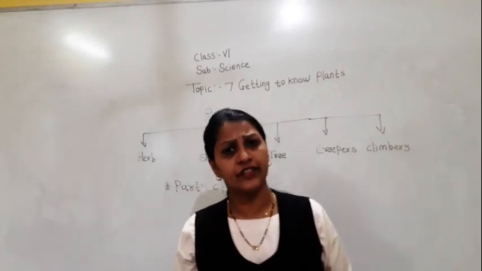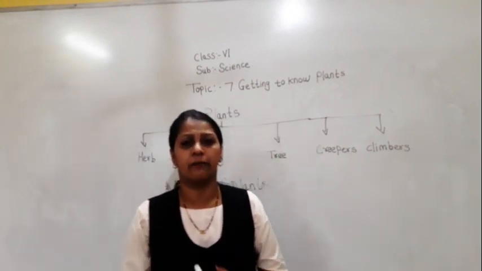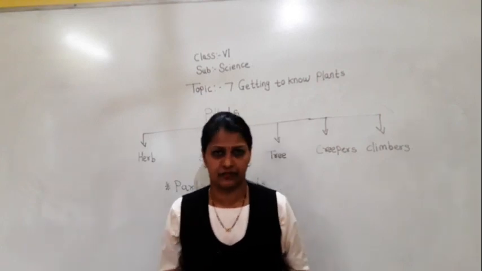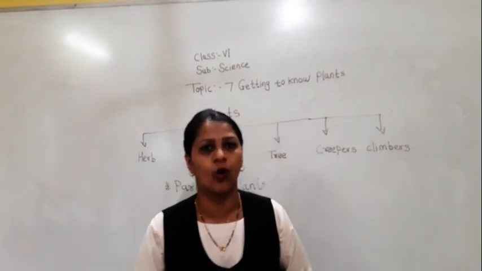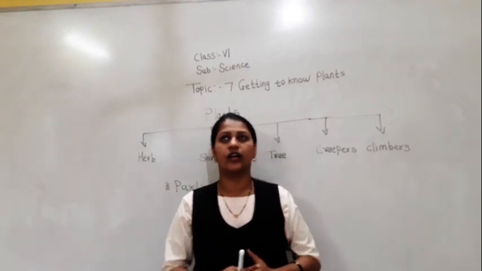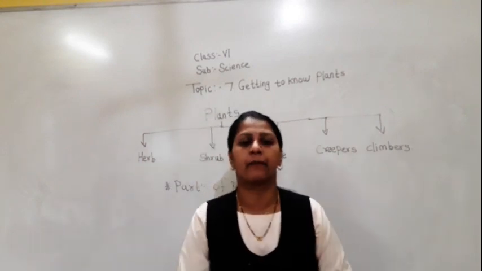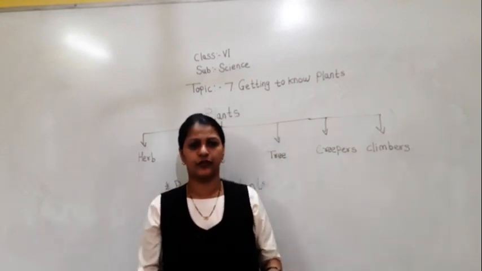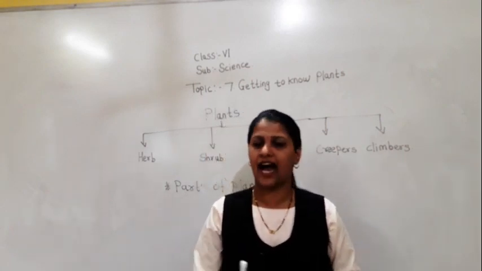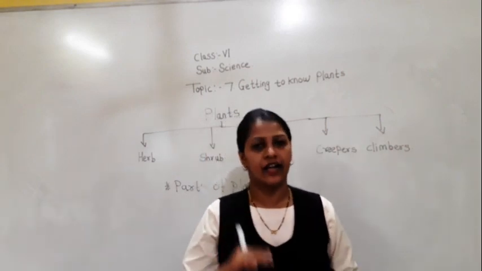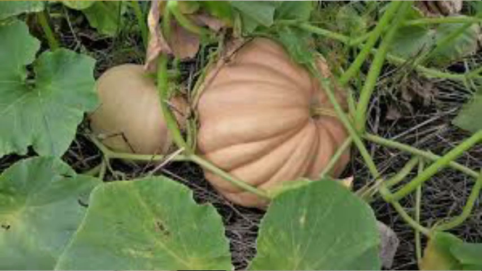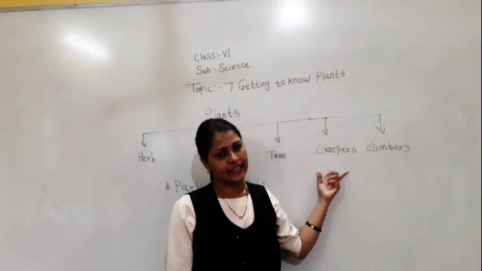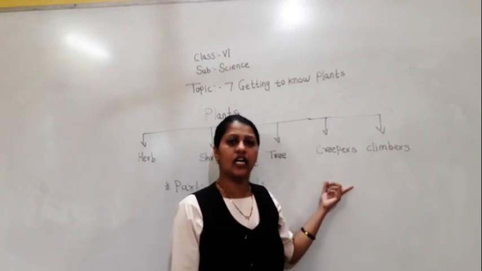But along with these plants, you can see plants which have a very weak stem. For example, take a watermelon. If you look at a watermelon, the fruit is big. But compared to the fruit, the stem or the plant is weak and it grows along the ground. Such plants are called creepers. The plants which grow on the ground are called creepers.